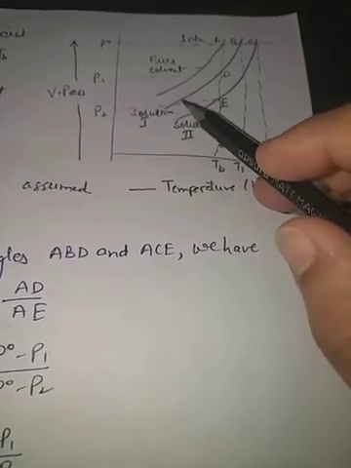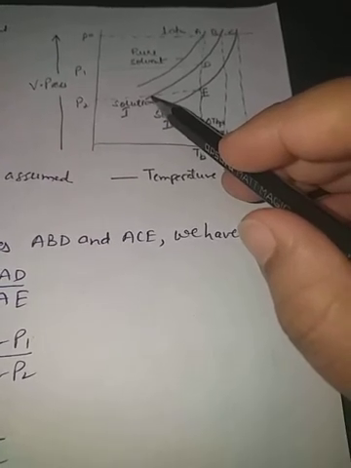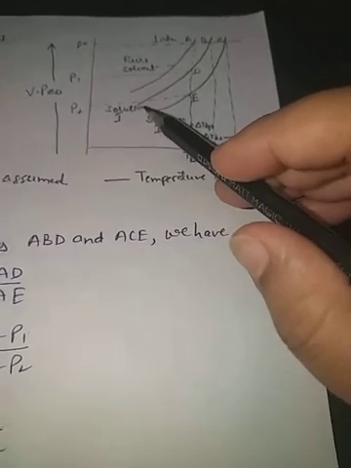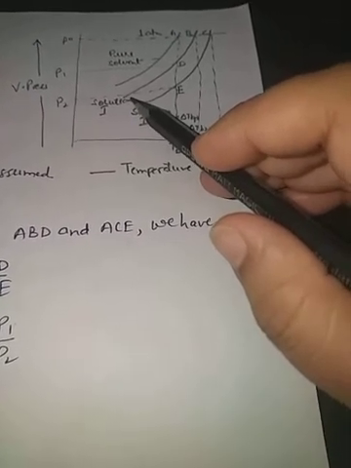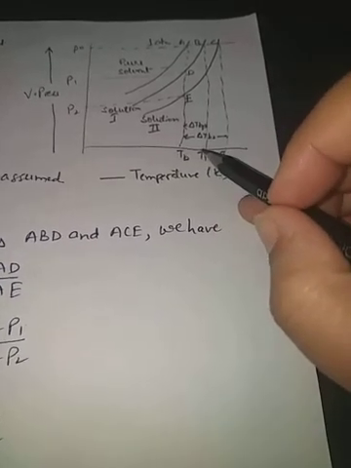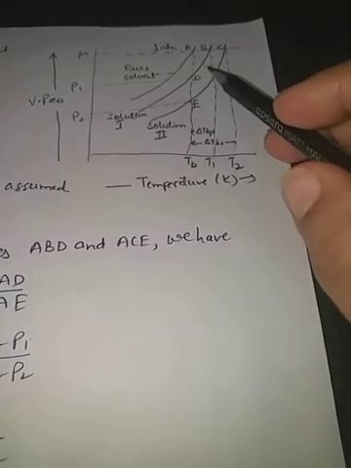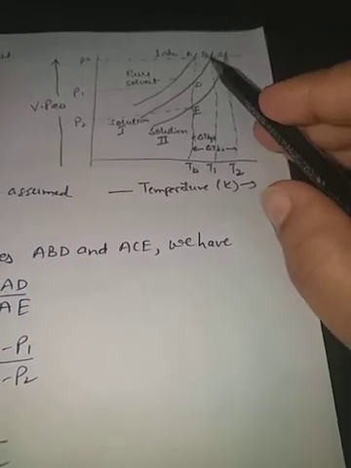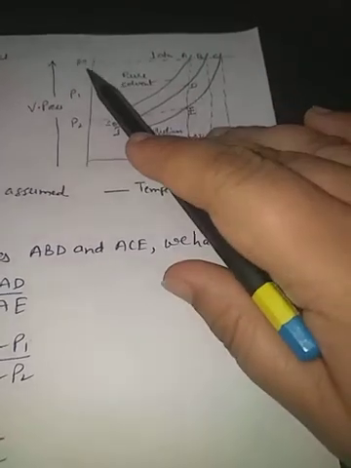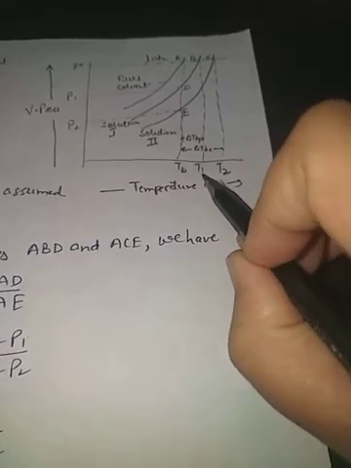Now the next curve is for solution 1. It means we have added a non-volatile solute to it. On adding the non-volatile solute, its boiling point will increase. If its boiling point will increase, it means we have to supply more heat to it. Its temperature will increase to T1, and this is the point B, when its vapor pressure becomes equal to P naught after supplying this extra temperature to it.